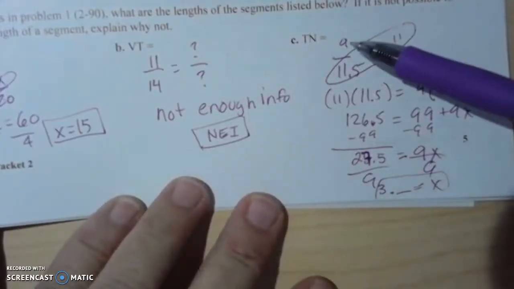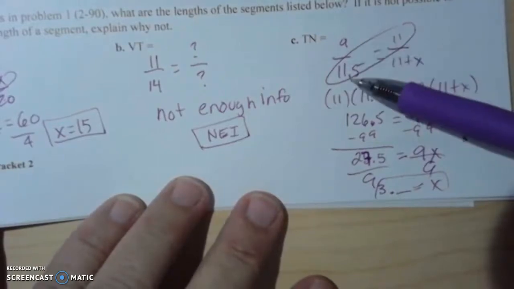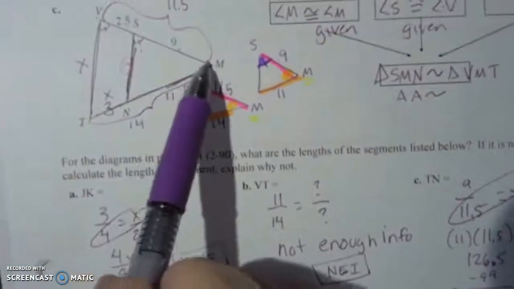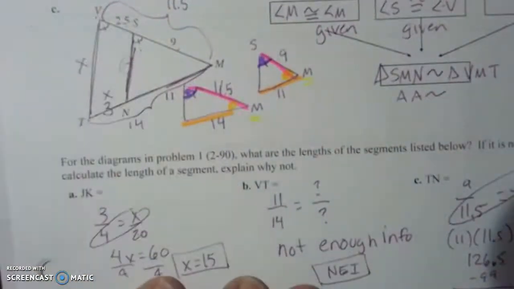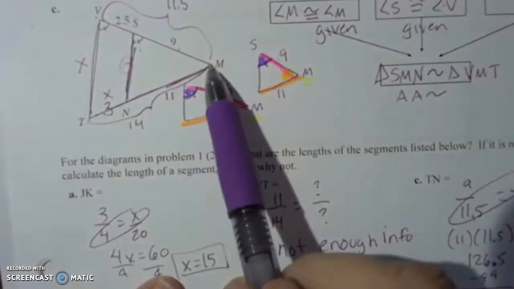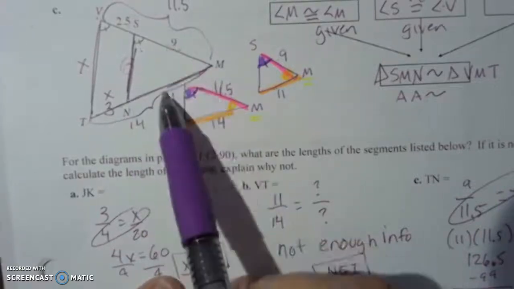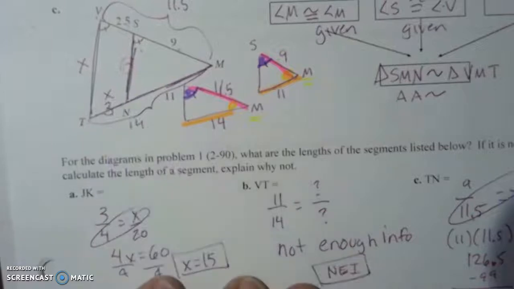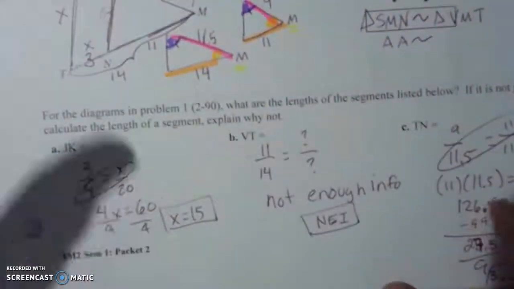But the setup is what's important. Notice how we set up the ratio. 9 over 11.5. How did I get that? 9 over this distance, 11.5, and then compare it to this side. 9 is to 11 as 11.5 is to 11 plus the unknown. All right? Close enough. You are good on this stuff.